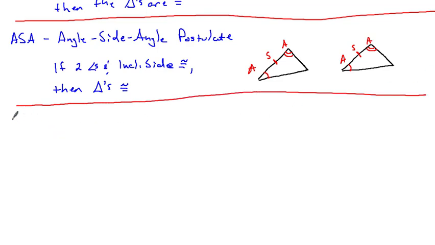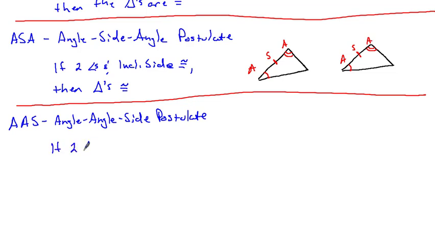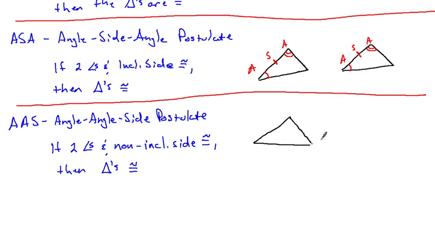All right, the next one is AAS, and that stands for angle, angle, side. And it says that if two angles and the included side are congruent, then the triangles are congruent. So, same picture, or similar picture at least.